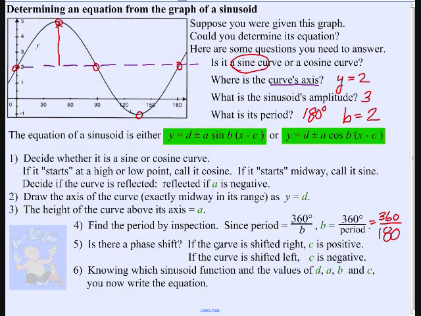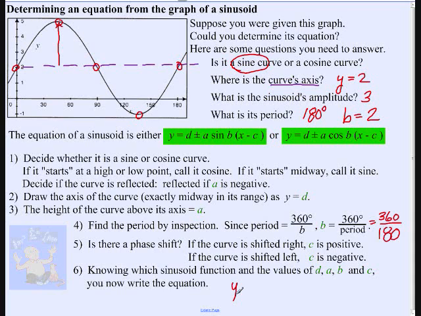Is there a phase shift? If the curve is shifted right, in other words, if its midpoint, its axis, that starting point of the curve, were over here a ways, then we'd say C was positive. If, on the other hand, it was back this way, we'd say it's negative. Knowing which sinusoid function and the values of D, vertical translation, A, amplitude, B, frequency, and C, phase shift, you can write the equation.